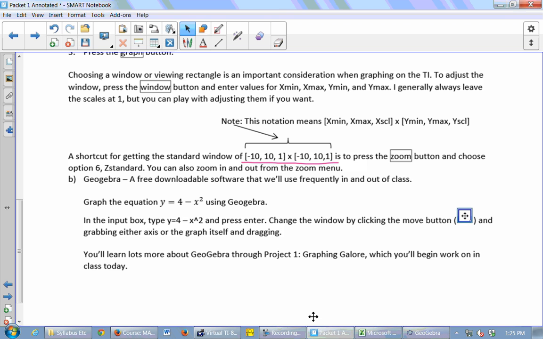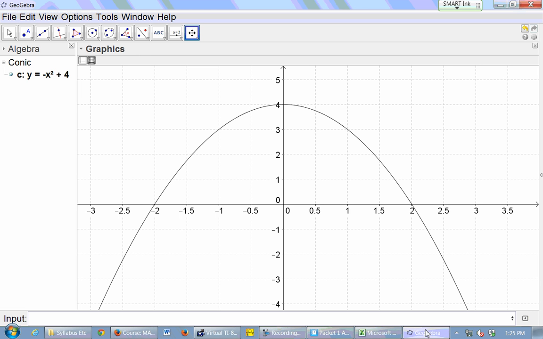All right, so you're going to learn lots more about GeoGebra through Project 1. I just gave you the super basic how you graph something, but there's going to be specific instructions on how to do more fancy stuff in there in Project 1.